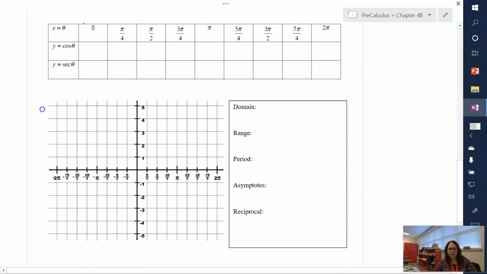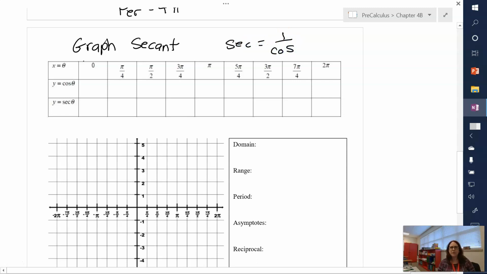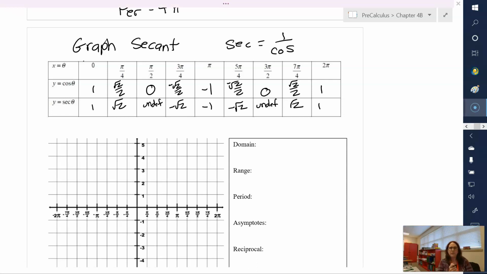All right, next up, we're going to graph the secant. And recall, secant is 1 over cosine. So I'm going to take my cosine points, flip them over, and use those for the secant. All right, so I've filled in my chart with my cosine values at each of these locations. And I did the reciprocals. So now I am ready to go ahead and graph my secant.